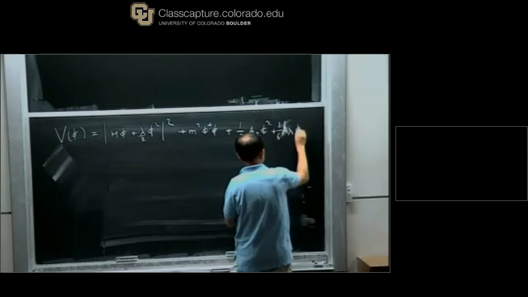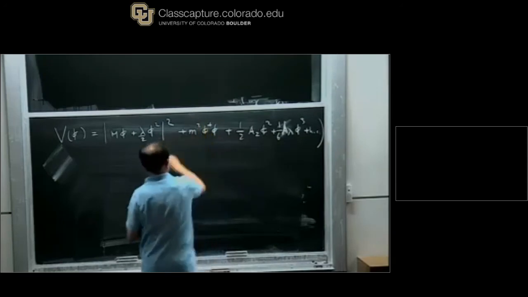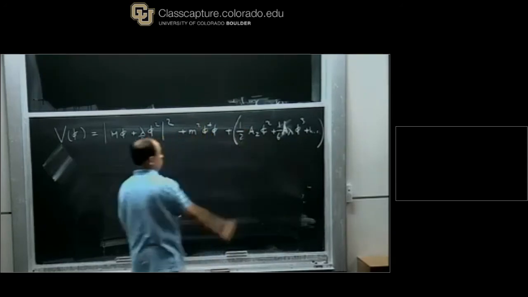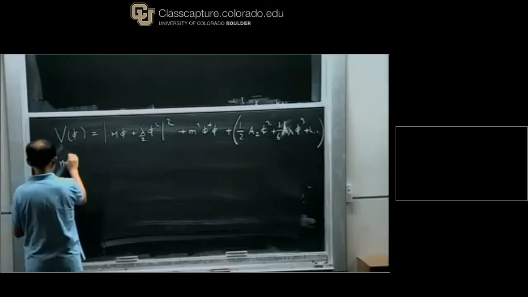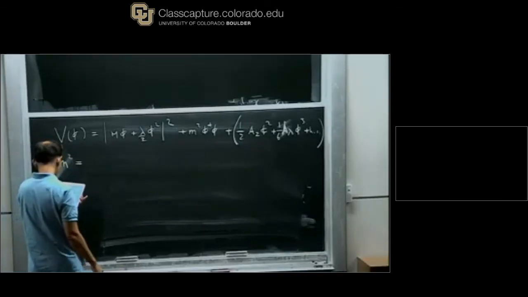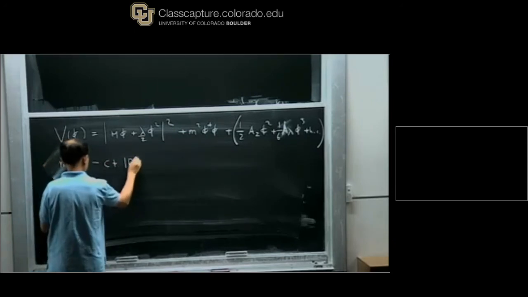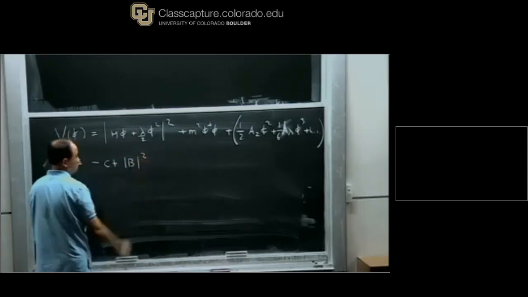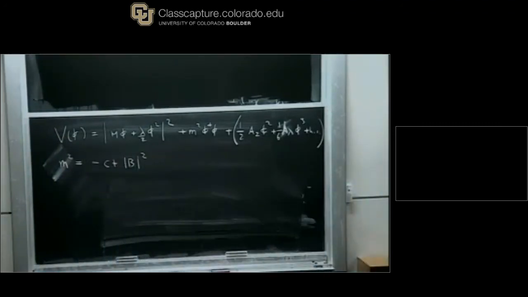Six phi cube plus Hermitian conjugate. You can do it this way, where the scalar mass square is negative C plus absolute value of B square. B and C are the spurions that turn on to break SUSY.